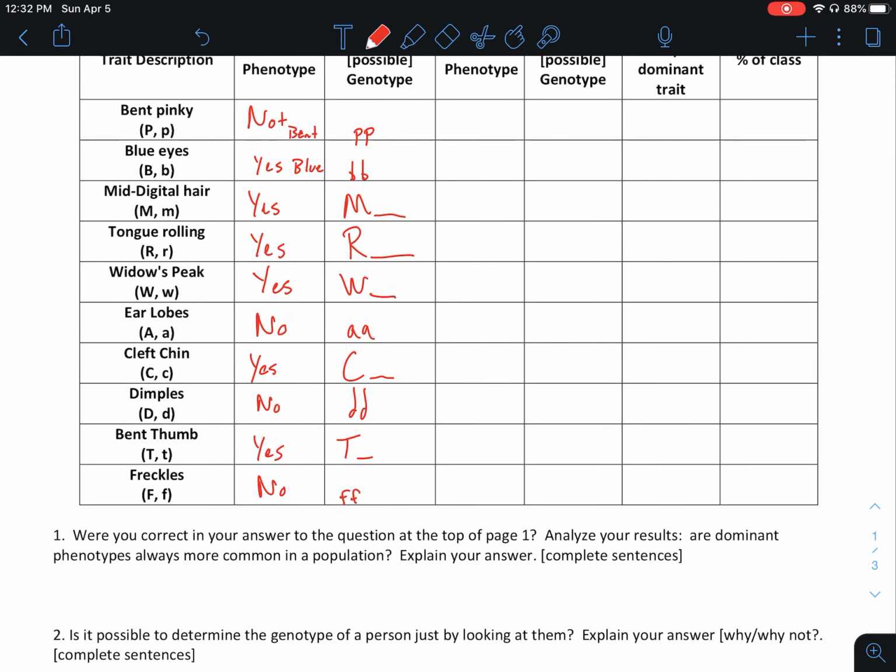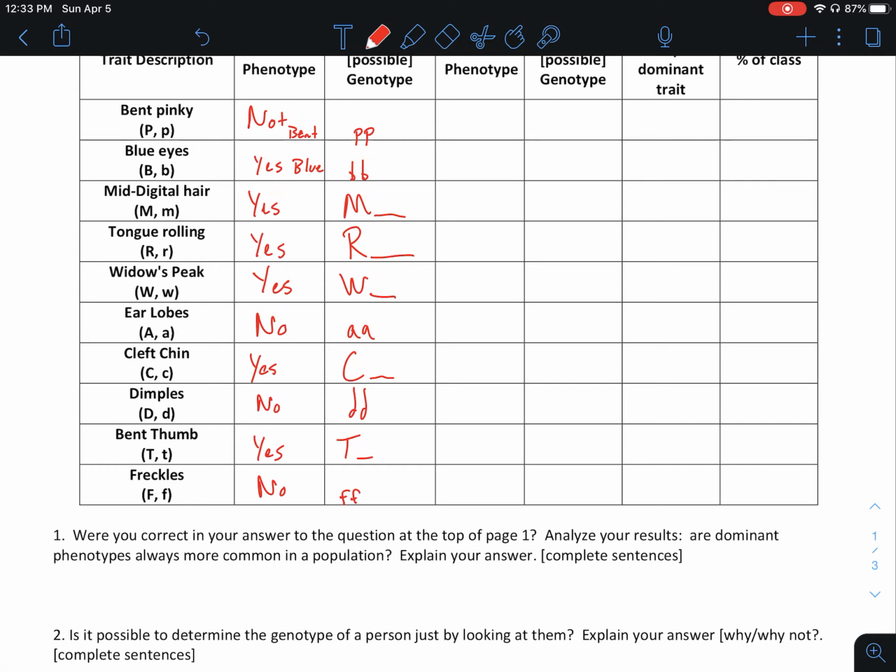So question one says, were you correct in your answer to the top of the page? I have a lot of recessive alleles, and it's really tough to answer question one without class data, but what we would have found is that most of the class has the recessive traits in this case. So it's kind of eye-opening in a way for students to see that recessive traits are often expressed almost as much, if not more, than dominant traits.